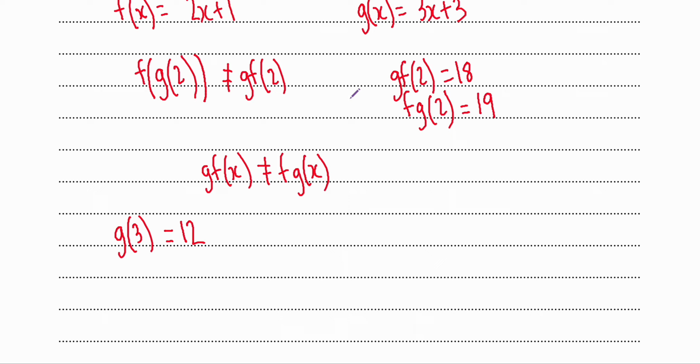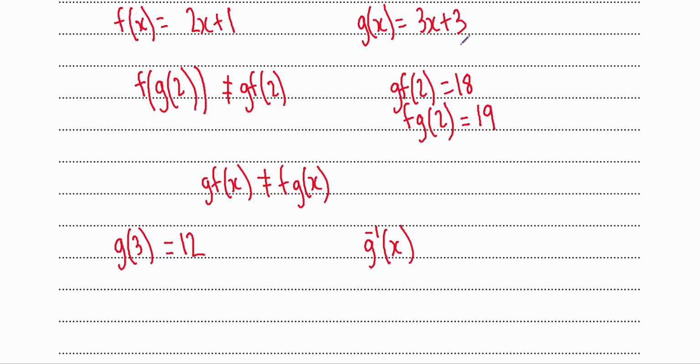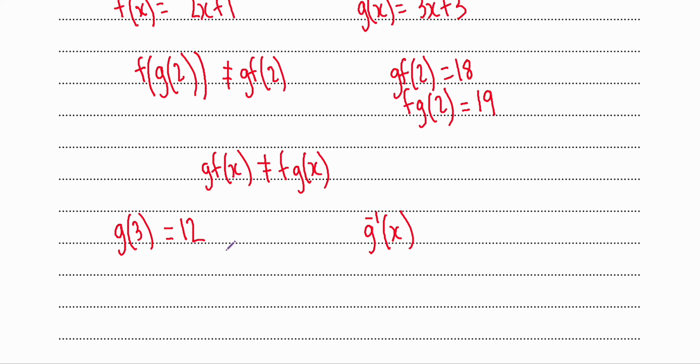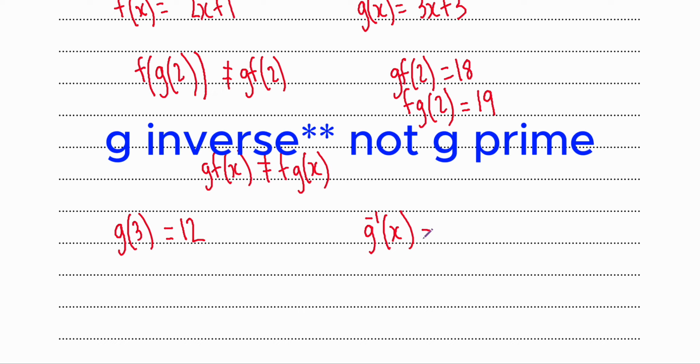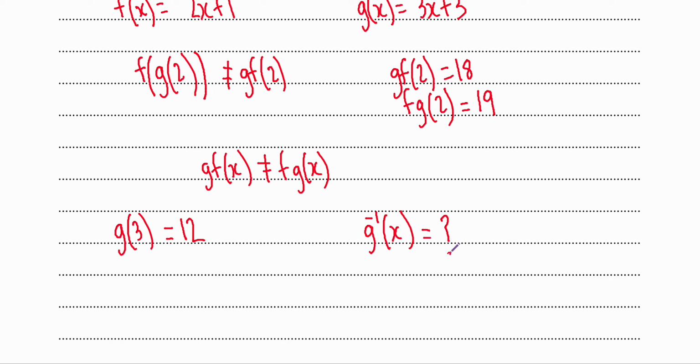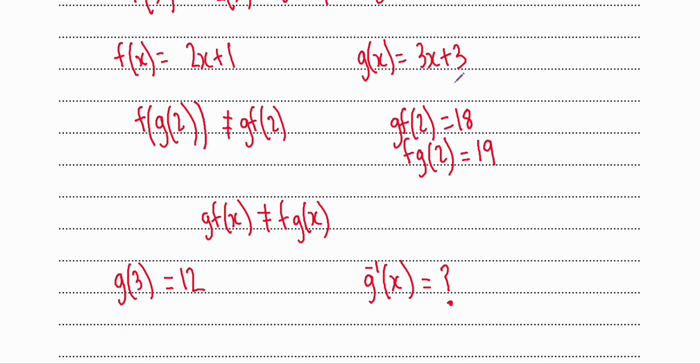Well, what we would have to do is find another function. This is a new function, and it is called the inverse of g because it inverts whatever you give it. Before, we gave it an input and it gave us an output. Now we want to give it that output and we hope that it gives us back the input. So if we say g prime of x is equal to, and now this is a question mark because we need to find it. g of x is equal to 3x plus 3.